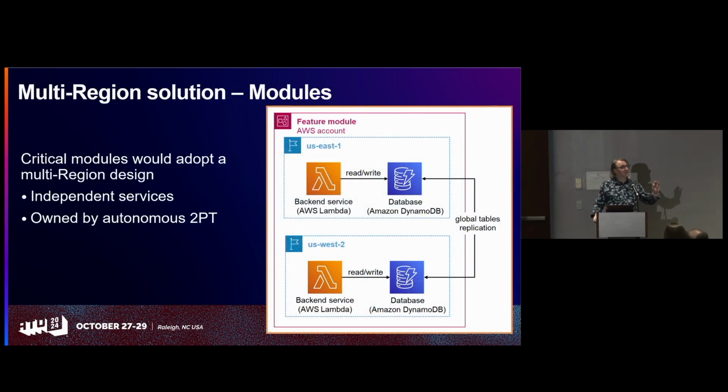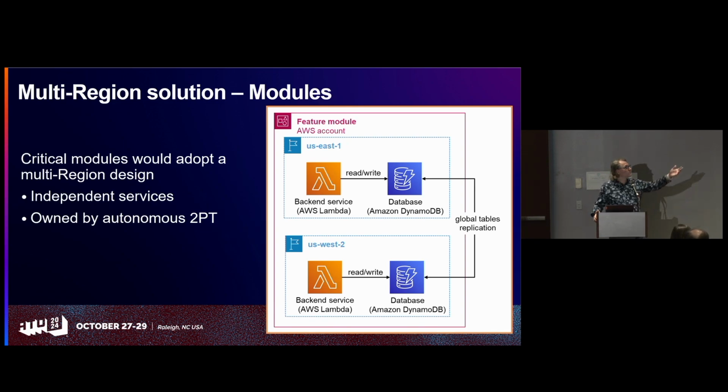So this is a module, one of those dozen or so backend modules, and each module is owned by its own pizza team. And the Relay App org decided they were going to go multi-region, but they decided to focus on what's important. Not every module is going to go multi-region, only the critical ones. So if you're a two-pizza team that owns one of these critical modules, you're responsible for coming up with an architecture to go multi-region. And this is a simple version of what that might look like.